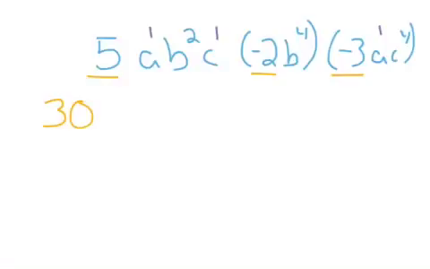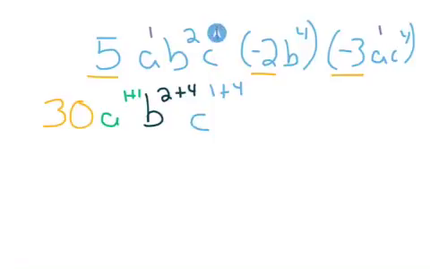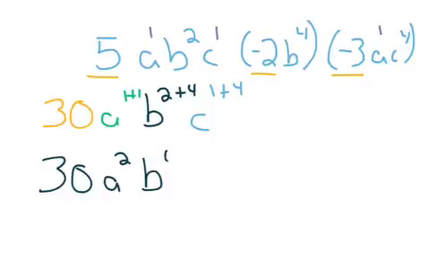So now I can combine my a's. I have a to the 1 plus 1 for these two here. I have b to the 2 plus 4 because of this and that. And then lastly, I have c to the 1 plus 4 because of this and this. So now I can just write my final answer, which would be 30, a to the 2nd, b to the 6th, c to the 5th.